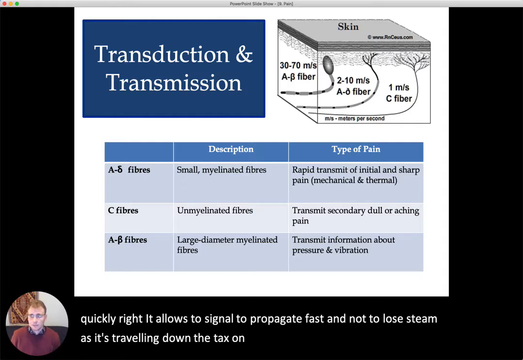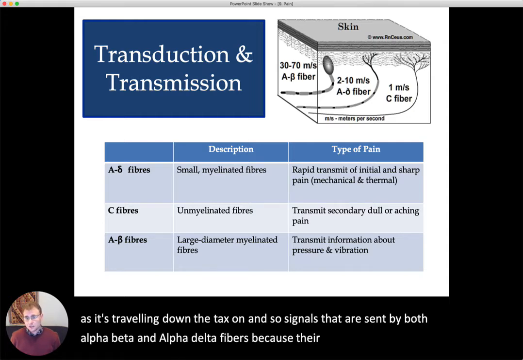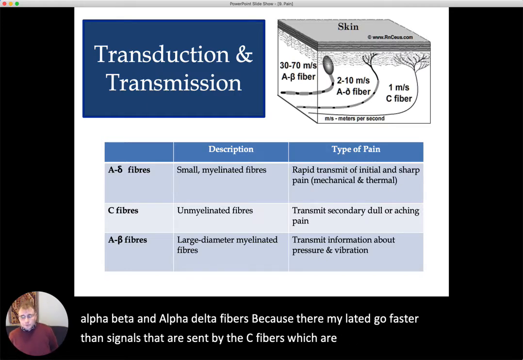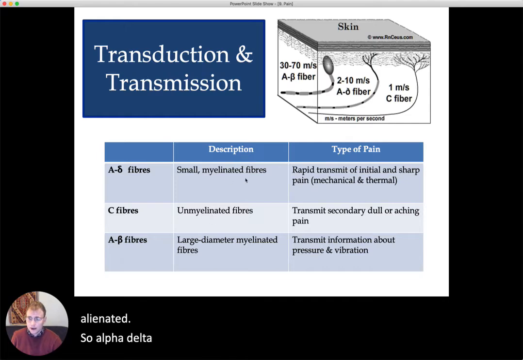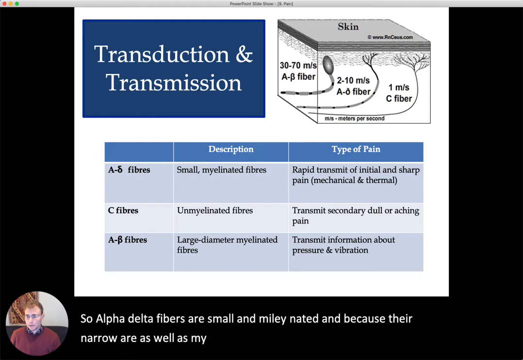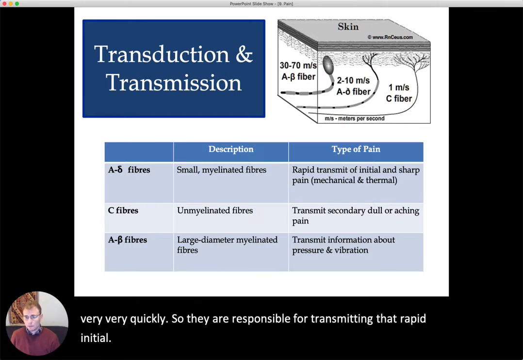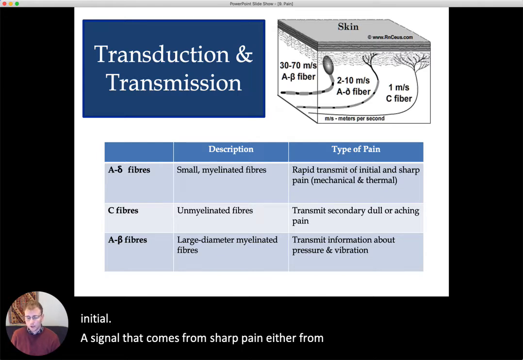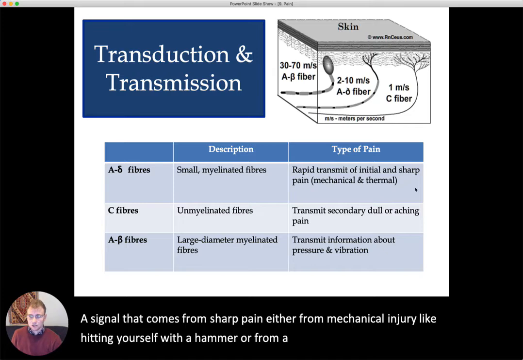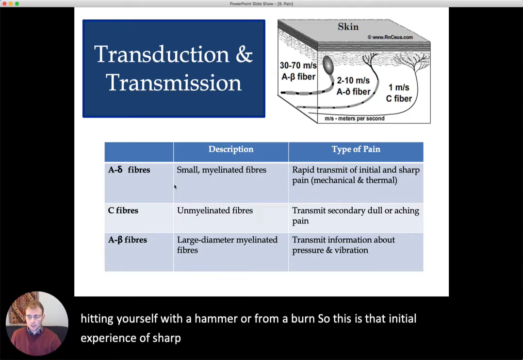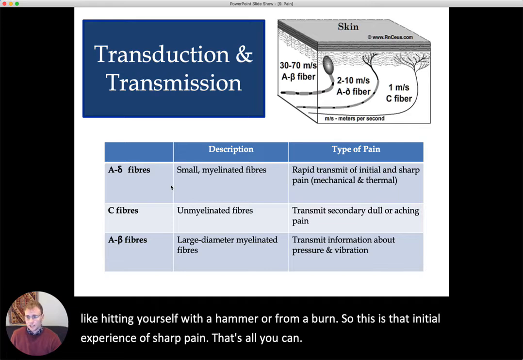And so signals that are sent by both alpha beta and alpha delta fibers, because they're myelinated, go faster than signals that are sent by the C fibers, which are not myelinated. So alpha delta fibers are small and myelinated, and because they're narrower as well as myelinated, they are able to send a signal very, very quickly. So they are responsible for transmitting that rapid initial signal that comes from sharp pain, either from a mechanical injury like hitting yourself with a hammer or from a burn. Right, so this is that initial experience of sharp pain. You can chalk that up to your alpha delta fibers.